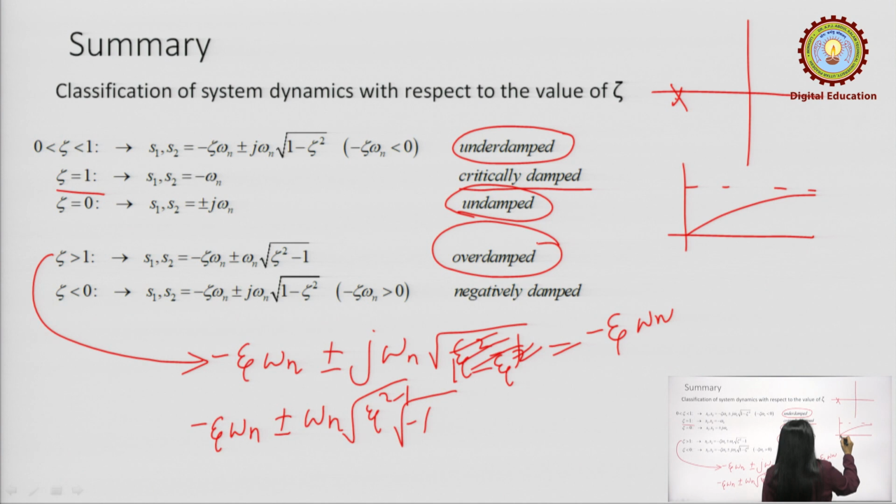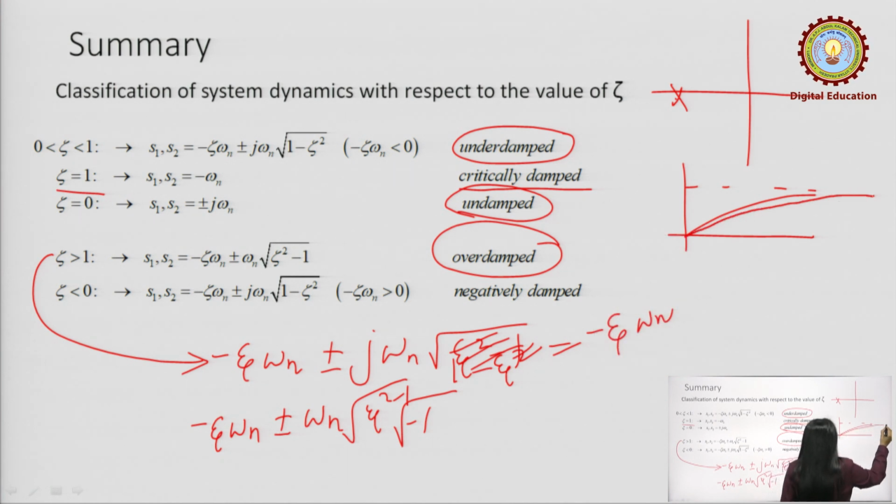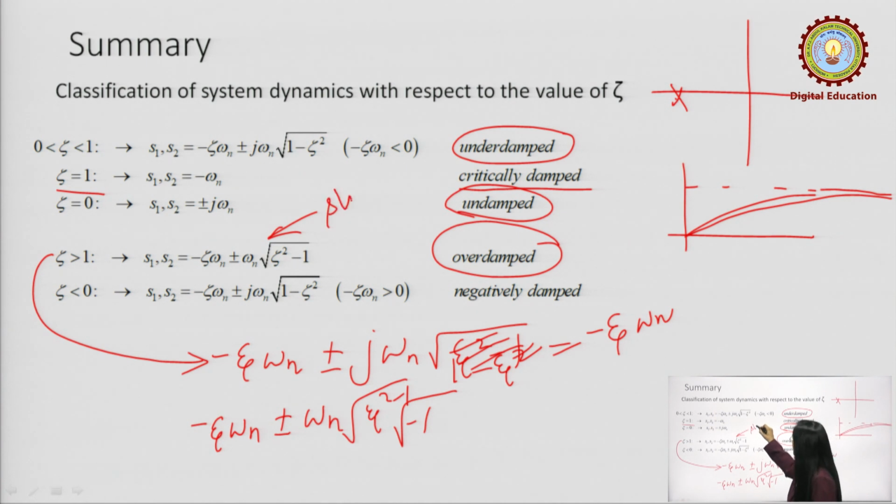Overdamped means the system response reaches the final value after a very long time. So, such systems which are overdamped are known as sluggish systems.